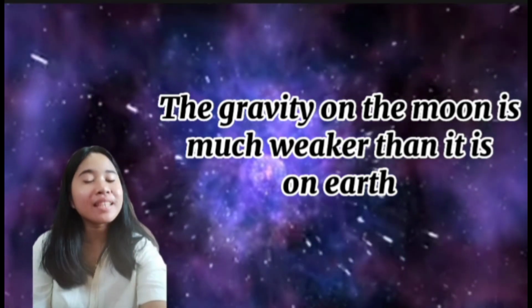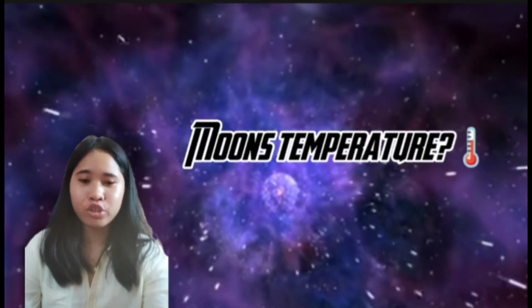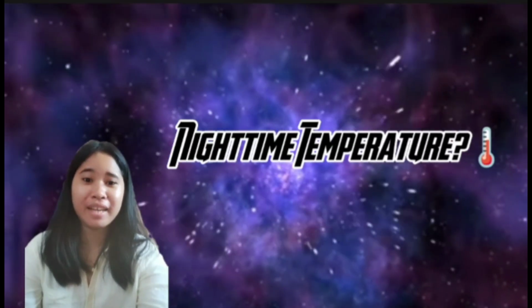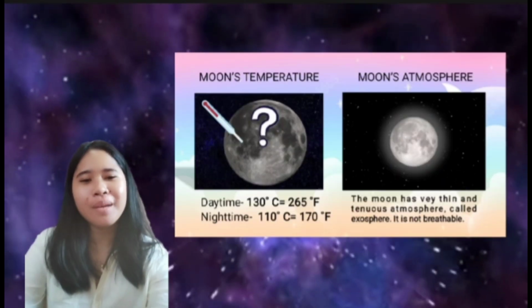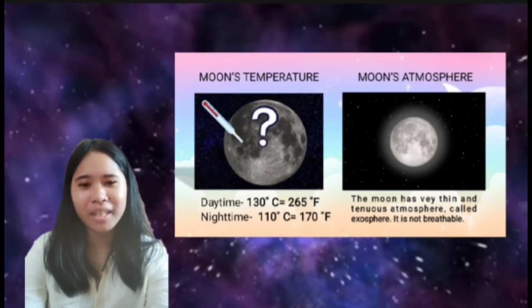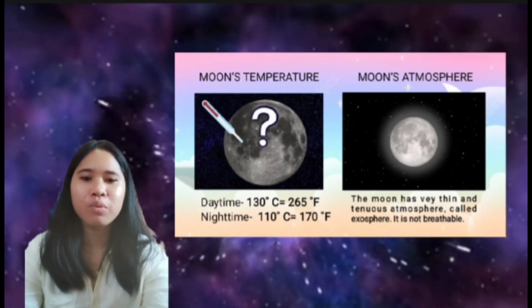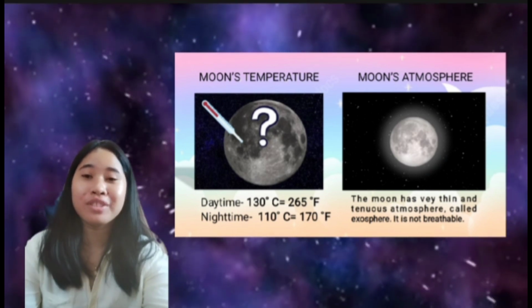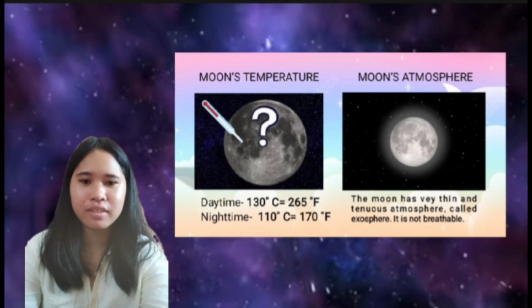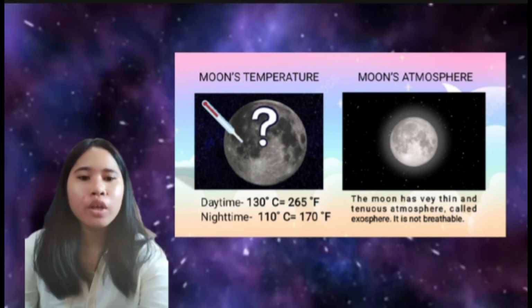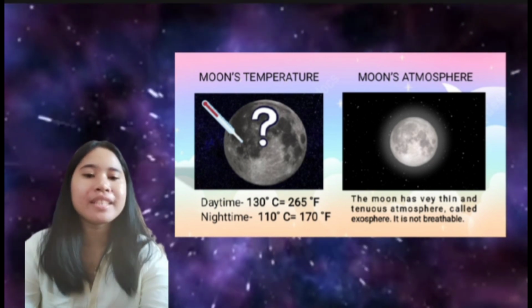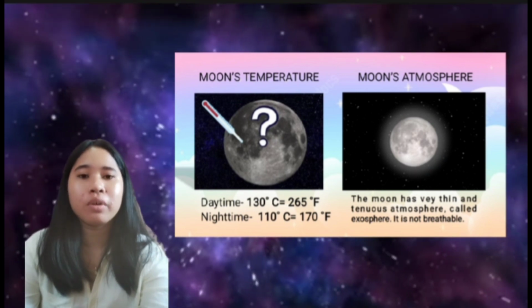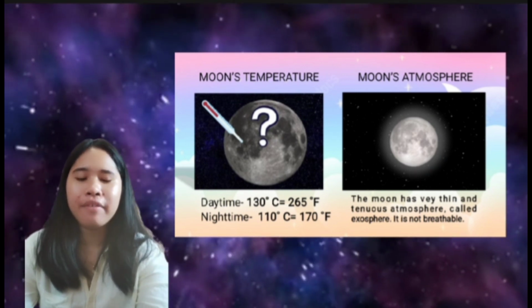Isn't it amazing? How about the moon's temperature? Do you know what is the temperature of the moon during daytime and nighttime? Well, the temperature on the moon ranges from daytime highs of about 130 degrees Celsius, which is equivalent to 265 degrees Fahrenheit, to nighttime lows of about minus 110 degrees Celsius, which is also equal to minus 170 degrees Fahrenheit.